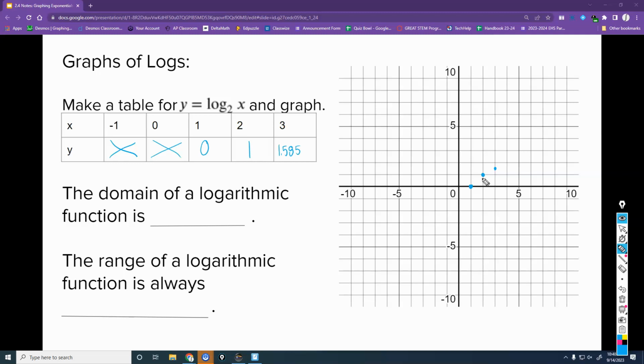Somebody type in 7 for me. Log base 2 of 7. See what you get for that. 2.807. So over here at 7, we got 2.807 about right here. Somebody do 10 for me. All right, so 10 is 3.322 about here. So I can kind of tell over here it's looking something like this.